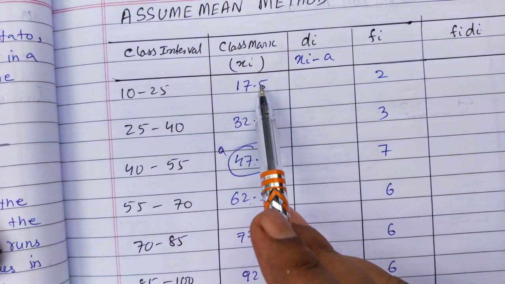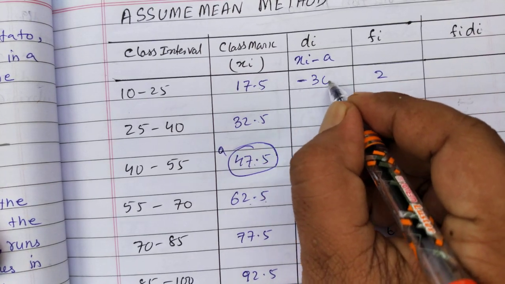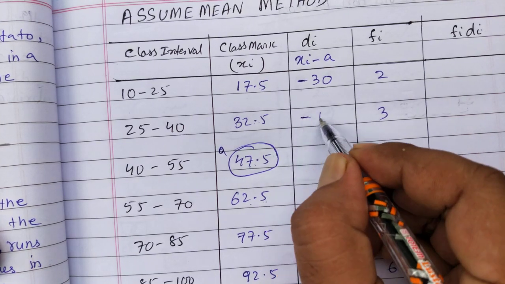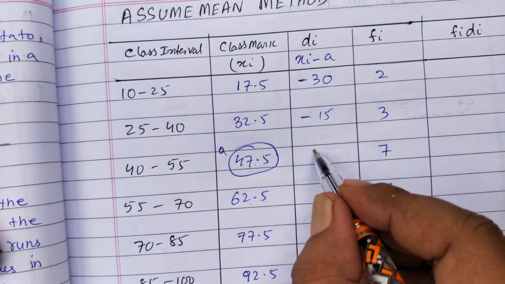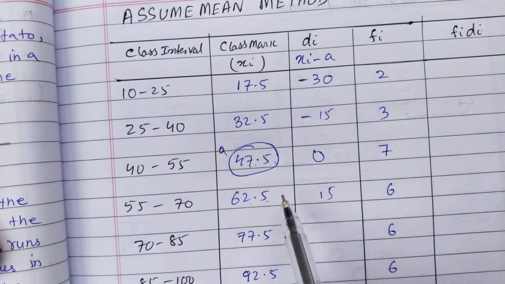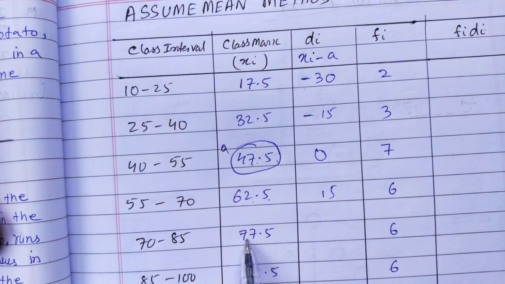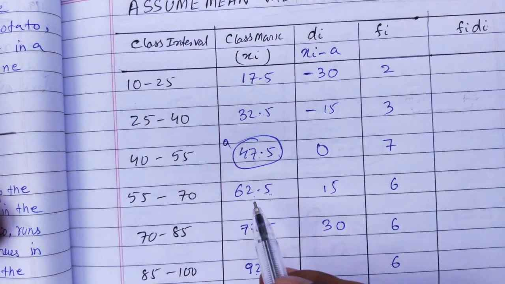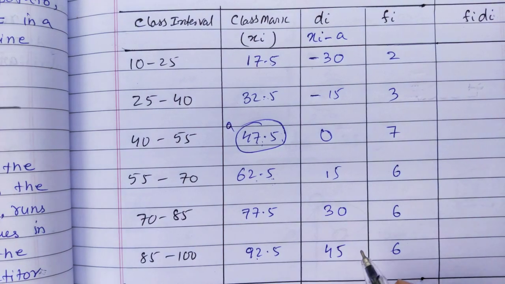So 17.5 minus 47.5 is minus 30. 32.5 minus 47.5 is minus 15. 47.5 minus 47.5 is 0. 62.5 minus 47.5 is 15. We have to subtract this one every time. 77.5 minus 47.5 is 30. 92.5 minus 47.5 is 45.